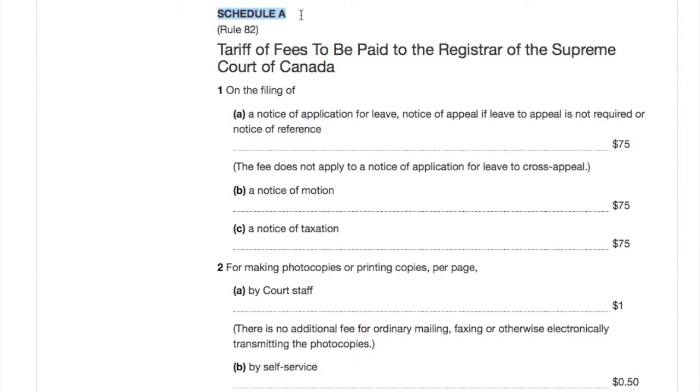That I have put together. And I'm going to make a video of my application. I'm going to censor out some of the details. So here's the fee, the $75 for notice of application for leave. If you want to file a motion, it's $75. I don't know why you'd want to be making photocopies, but maybe if you're photocopying out of your own file, I guess. That's $1 a page. That's kind of standard.